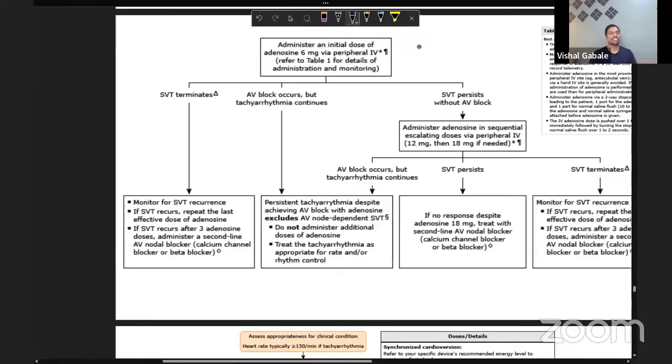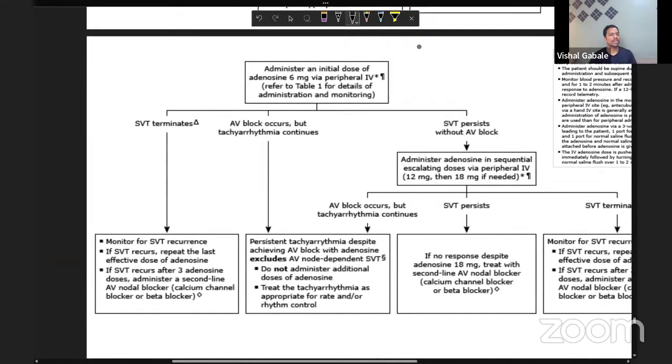Lastly, if the patient has SVT, you have to check for adenosine. You have to give adenosine 6 mg. For sure, you have to give this adenosine. Okay, and once giving adenosine, you have to check what is the rhythm of the patient right now. So if AV block occurs after adenosine, but tachyarrhythmia is still persistent, then in this patient, you should not administer additional adenosine. Why? Because this patient has an accessory pathway.